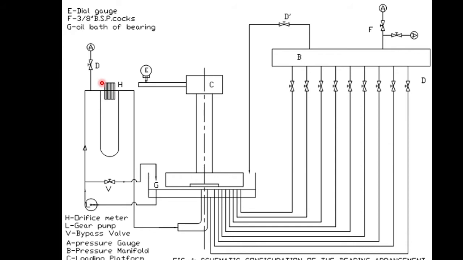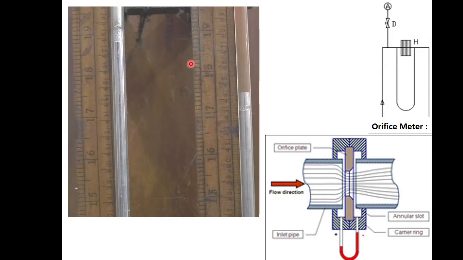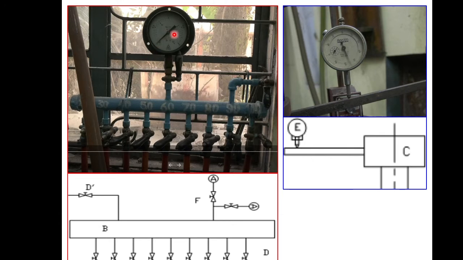This is the orifice meter, and there is a manometer connected on the two sides of the orifice. You know the purpose of the orifice is to measure the flow in the line. You did a separate experiment on the orifice in your fluid mechanics laboratory. As well as there is a pressure indicator. These are some pressure indicators where you will get the reading directly.